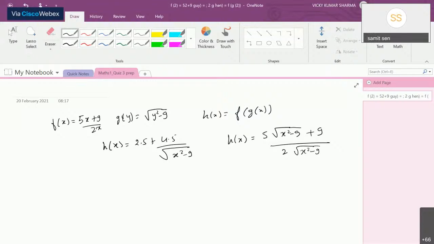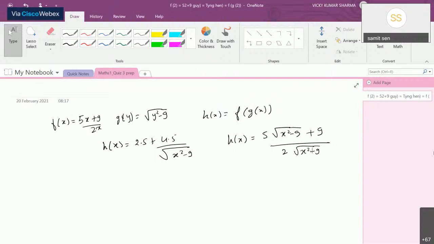Now, if you look at g of x, it can't take any value where x square minus 9 is less than 0. Right. So I first find the domain and range of g of x. The range of g of x is 0 to infinity because it is a square root function. Why 0 to infinity? Because it is the square root of y square minus 9, so the range of g is 0 to infinity.